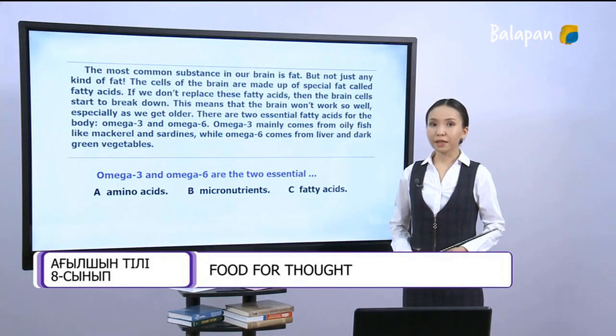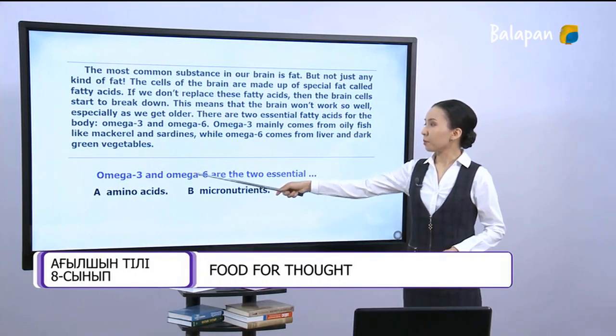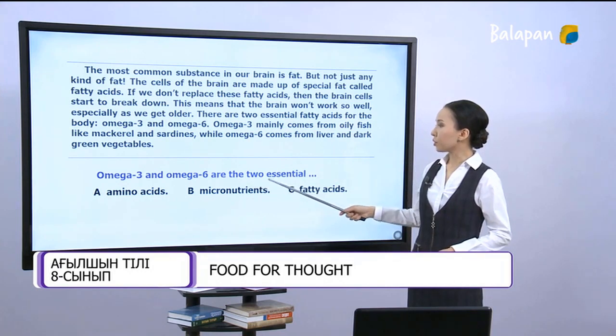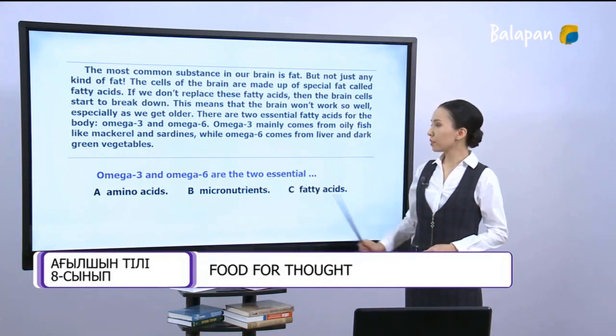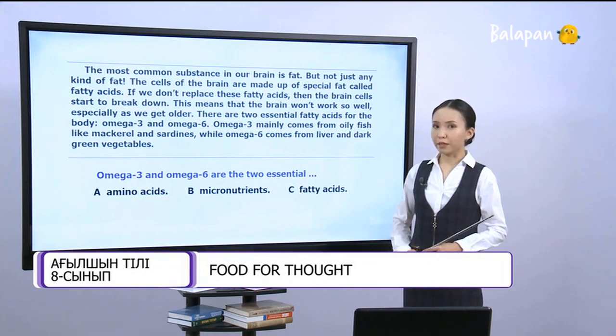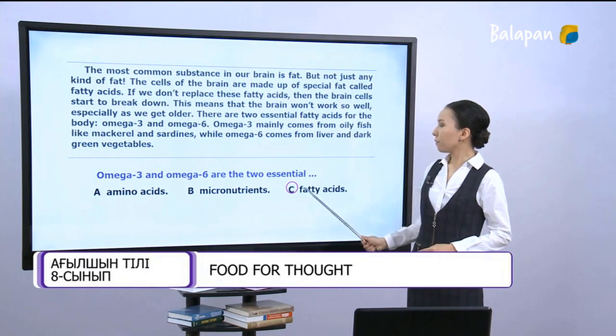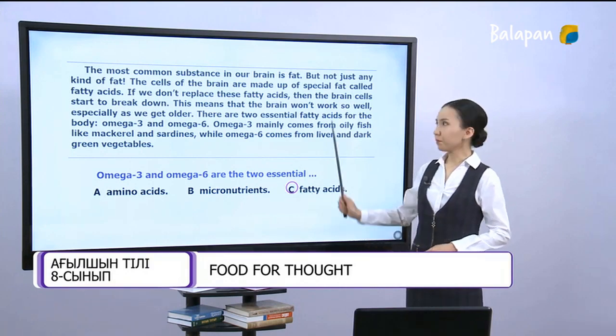Now you should choose the correct ending of the sentence. Omega-3 and omega-6 are the two essential amino acids, micronutrients, or fatty acids. Which variant is correct? Well done. They are fatty acids.